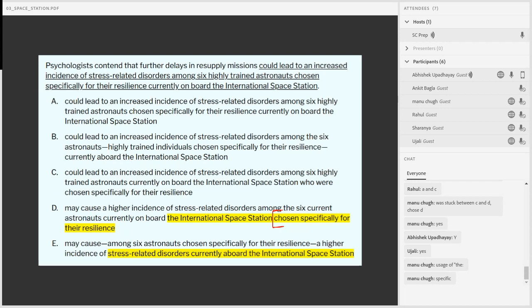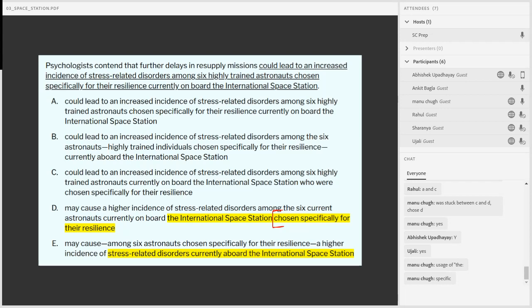Manu had also spotted the same thing. So I'll try to get Manu also on this. But Manu, just before that, Sharanya had unmuted her mic. Sharanya, if you could go ahead. I was going to get to the same point that Ankit mentioned, that it clearly mentions 6 highly trained astronauts. Okay. I think now we're building up to what Manu pointed out about the usage of the. Manu, do you think you would like to expand on that or not sure?